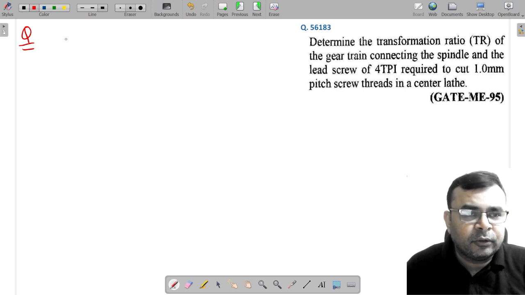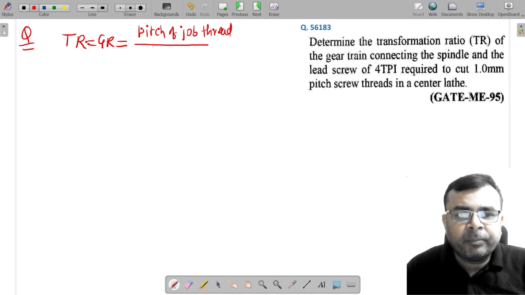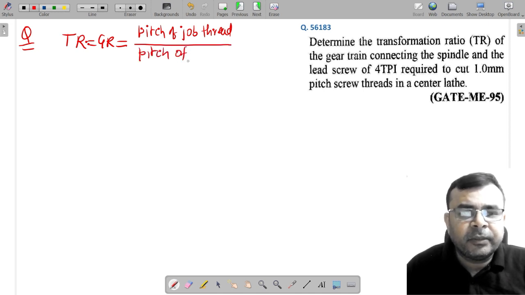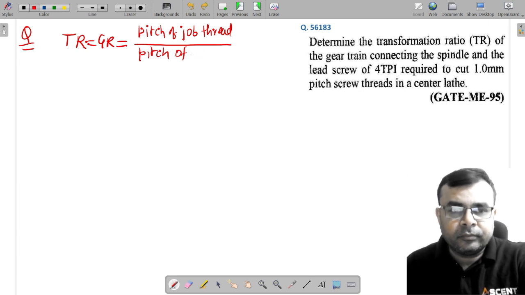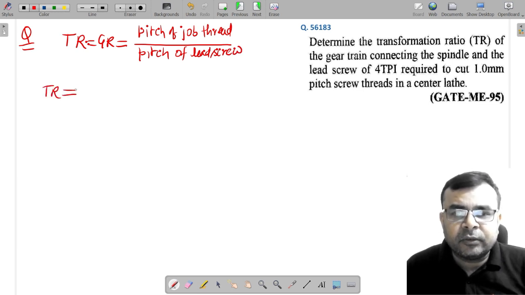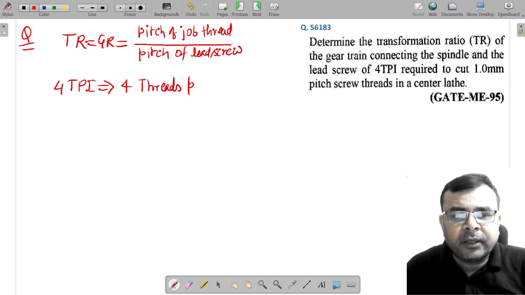Determine the transformation ratio. Transformation ratio is also called the gear ratio, and gear ratio is nothing but the pitch of job thread over the pitch of spindle lead screw, as I already told in the previous question. Is it right? So the transmission ratio, you can see here, the lead screw is of 4 TPI. What do you mean by 4 TPI? 4 TPI means 4 threads per inch. Is it right? So this is called pitch.